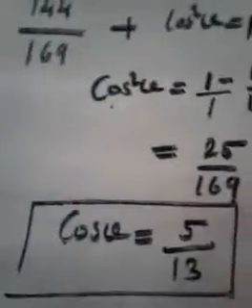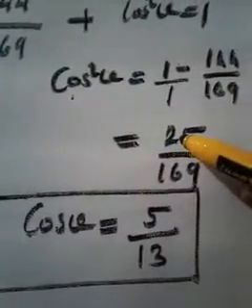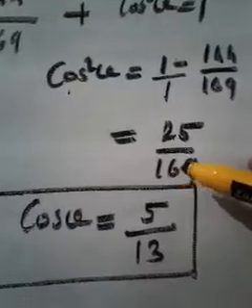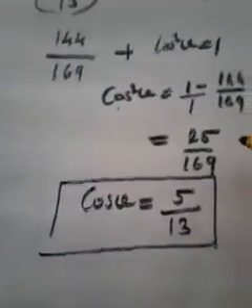Then how can we calculate the value of cos theta? Take the square root. What is the square root of 25? 5. What is the square root of 169? 13. So we got the value of cos theta.